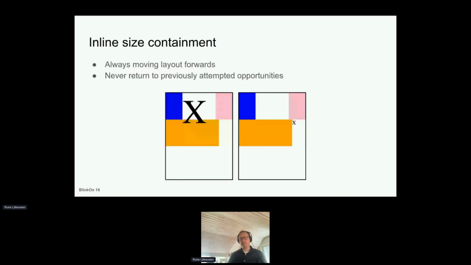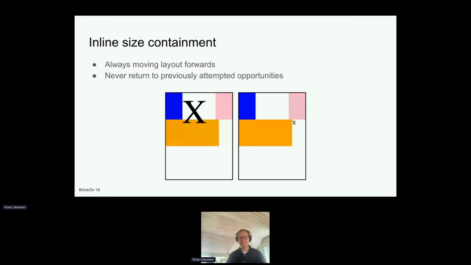One thing that was discussed for a long time, and we ended up specifying it as for inline size containment, is to make sure layout is always moving forwards. When we have certain constraints on the outside of our container, they can change, but we should never try to position something at the same place that we have tried to position it before.